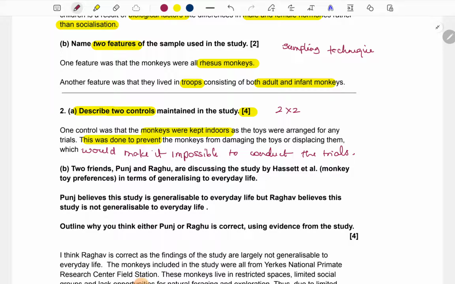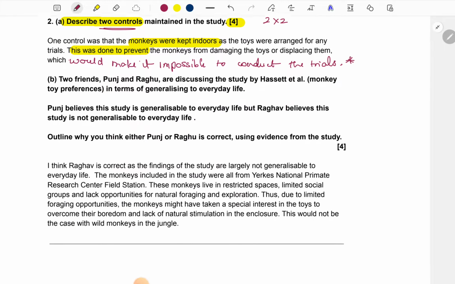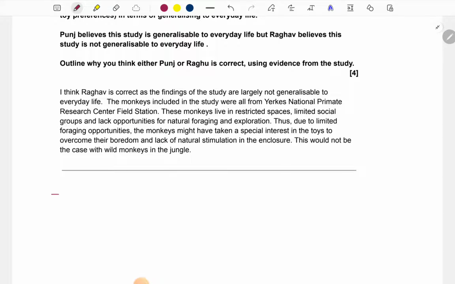Also, I can see they've asked for 2 controls. The second one has got cut out here. In the Hassett et al. study, there are many controls. I'll just write one more quickly. As such, there is counterbalancing, which is a control. Also, the recording being done through cameras rather than human observers standing there, which would distract the monkeys. I'm sure there are many right now off my head. These are some which are coming to my mind.